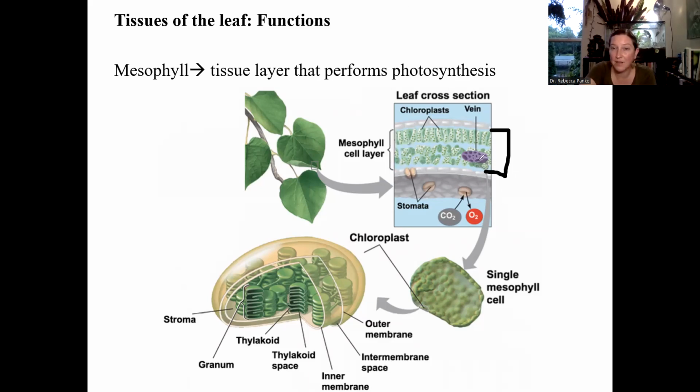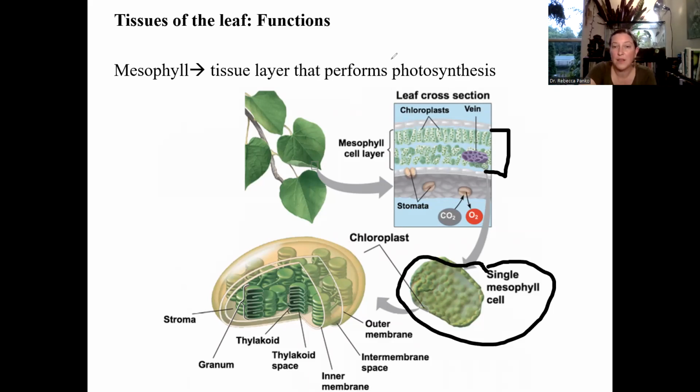But in this mesophyll are these green cells. And those green cells, see here? See all these green things? Those are all green cells. And those green cells are called chloroplasts. So here is a mesophyll cell.